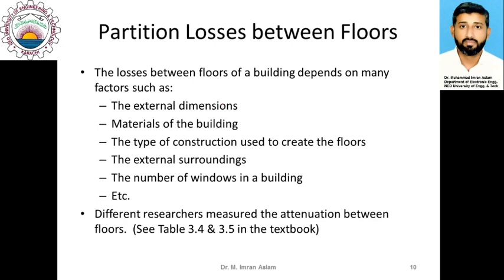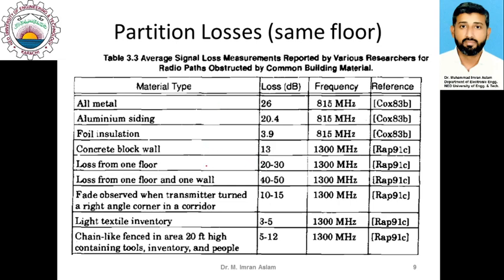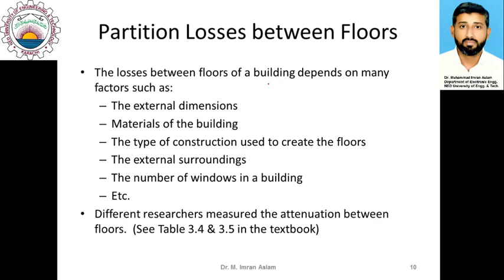Sometimes we use propagation where the signal propagates from one floor to another floor. For example, if a signal goes from one floor to another, there will be loss. If you look at Rappaport's paper, the loss from one floor to another is around 20 to 30 dB. But this loss is dependent on a variety of different things. Rappaport's work was only based on concrete material, but generally it also depends on the dimensions. If you change the dimensions, the loss changes.